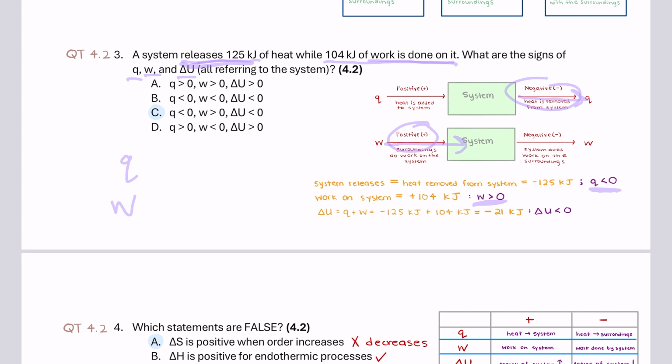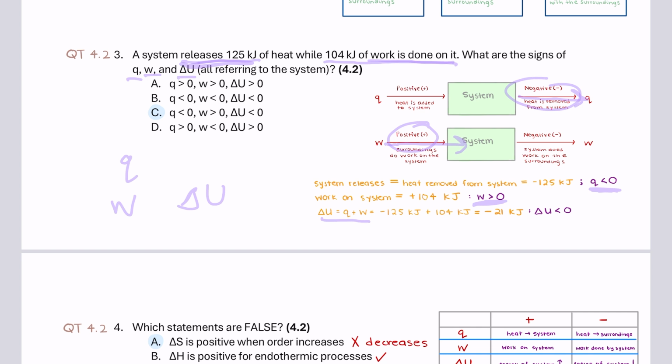Now let's determine the sign of delta U, which is the change in internal energy. The first law of thermodynamics tells us that the change in internal energy of a system is equal to heat plus work. So delta U equals Q plus W. We can then begin to plug in the values with their signs and calculate delta U.